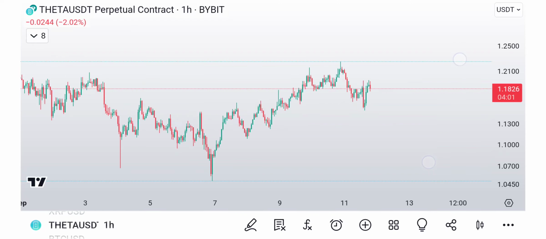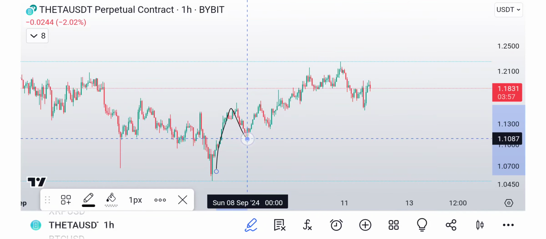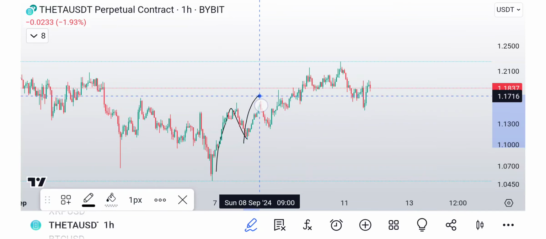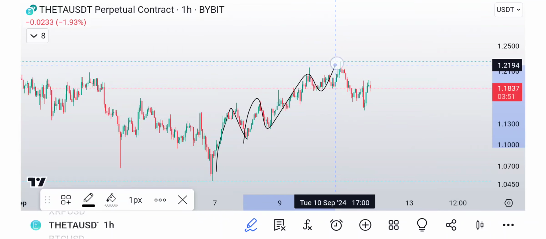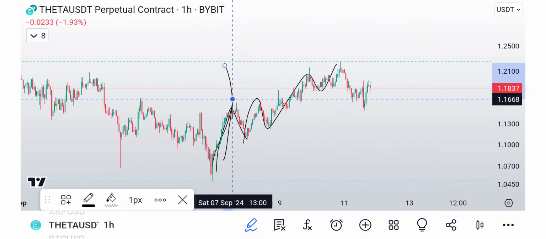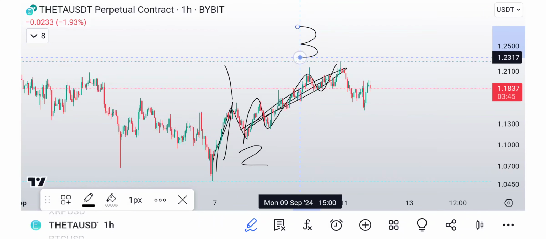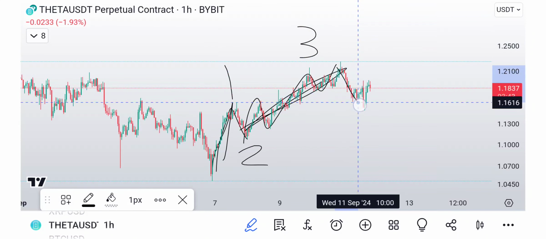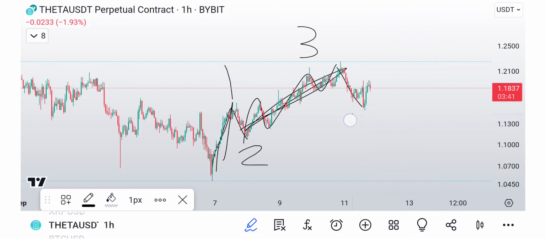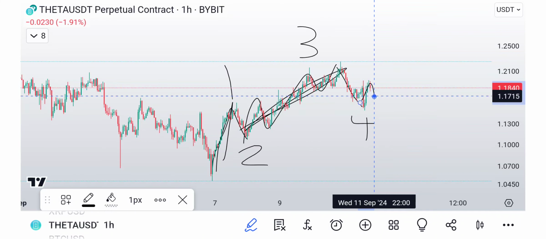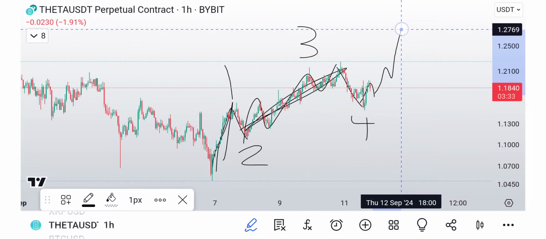But wow. Anyways, I think this could be a 1, 2, and then we have a 1, 2, 3, 4, 5. Okay, so we have a 1, a 2. All of this is wave 3, and now this is wave 4. And now we have a 1 and we have a 2. We're getting a 2, and then we want 3, 4, and 5.